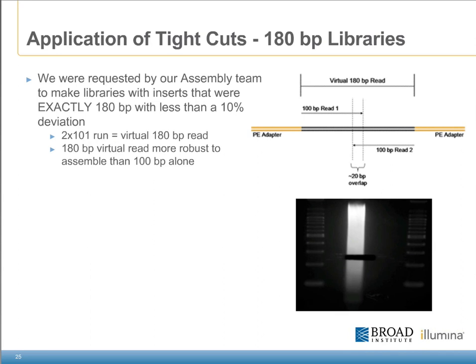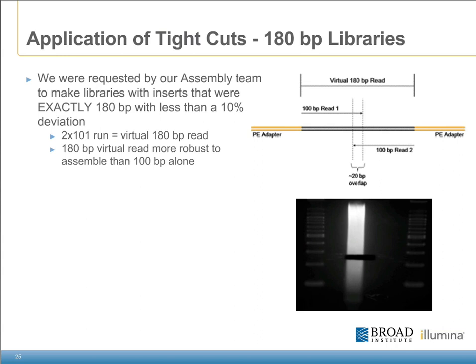So how do we apply these tight cuts to our library construction efforts? One of the library types that we make is something that we call a 180 base pair library. This is actually requested by our assembly team, our informaticists, who wanted us to make libraries that had inserts that were nearly exactly 180 base pair. The reason they wanted to do this, you can see a diagram of it here in the upper right, is that if you have a 180 base pair insert and you do a paired 100 base pair run, you get a little tiny overlap in the middle.